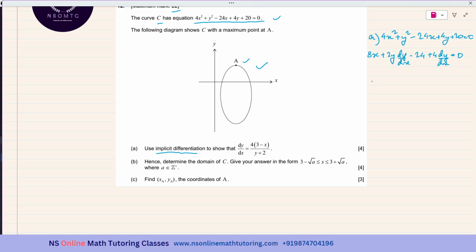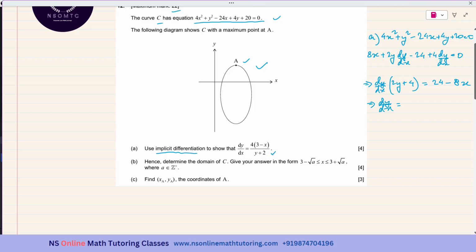Okay, and now I'll be collecting the like terms, so it is dy dx times (2y plus 4), and I am subtracting 8x and 24 from both the sides, so I am getting 24 minus 8x. And then I have to divide both sides by 2y plus 4, so dy dx is equal to (24 minus 8x) over (2y plus 4).